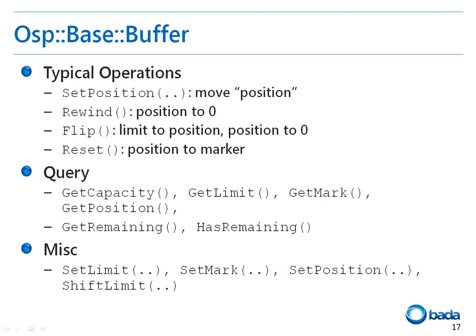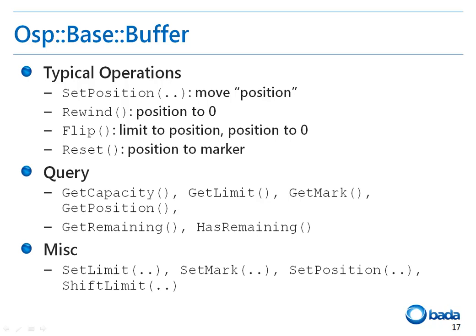Let's take a look at the basic operations of the buffer. First, the setPosition function is used to set the position value to a specific position in the buffer. The rewind function is used to move the position value to the beginning of the buffer or to perform the read or write operation again.